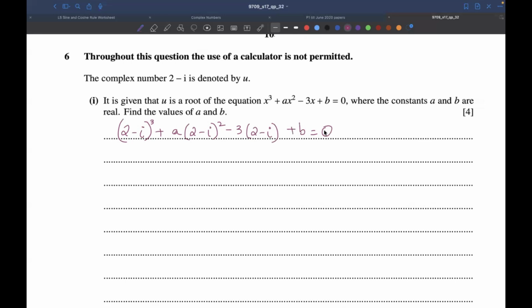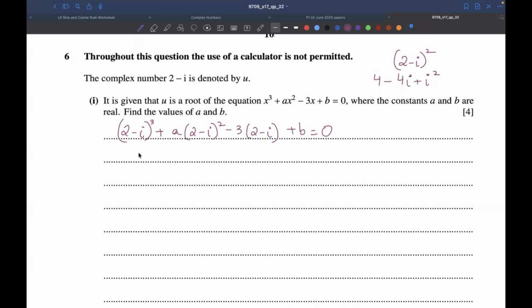Now, what we know about the roots of a complex number is that if one of the roots is 2 minus iota, then the other root will be 2 plus iota. So we can also substitute 2 plus iota to make a second equation, and then solve these two equations simultaneously. First, expanding 2 minus iota whole cube, we can first do 2 minus iota whole square on the side. So 2 minus iota whole square will become 4 minus 4 iota plus iota square. Now we know that iota square is minus 1. So 4 minus 1 will become 3 minus 4 iota.